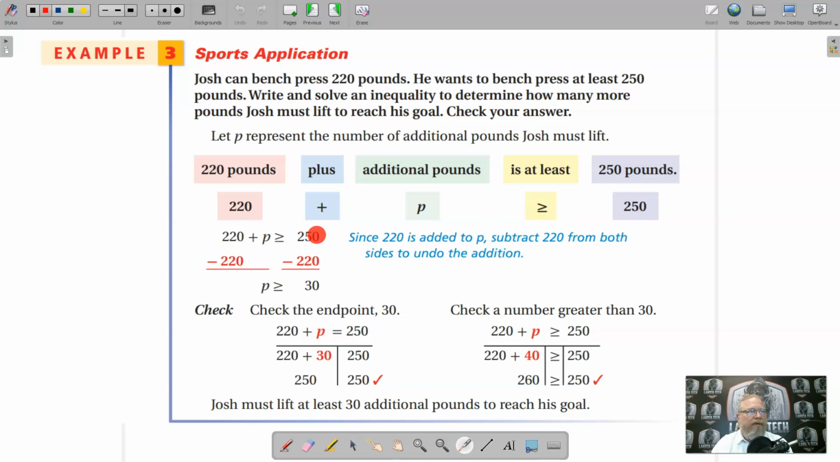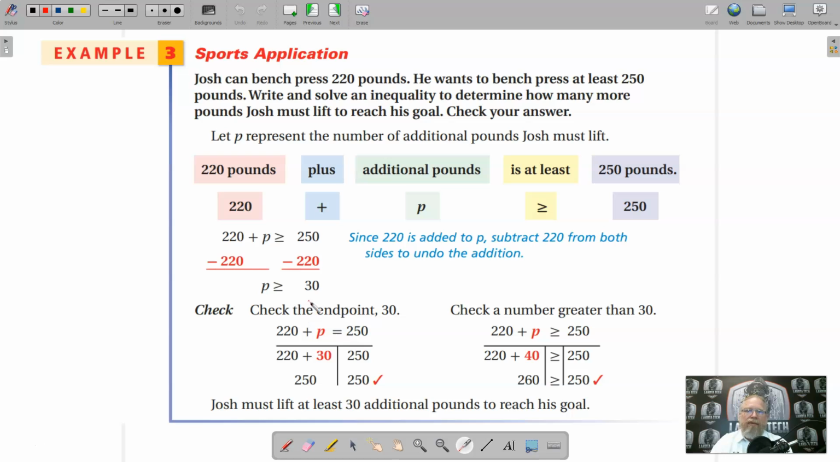And we have that written here. So we have a positive 220 pounds that's up here with the P. So let's get rid of that positive 220 with a negative 220. What we do to one side, we do to the other. The 220s cancel each other, leaving us with P on the left. And 250 minus 220 is 30. So P is greater than or equal to 30.